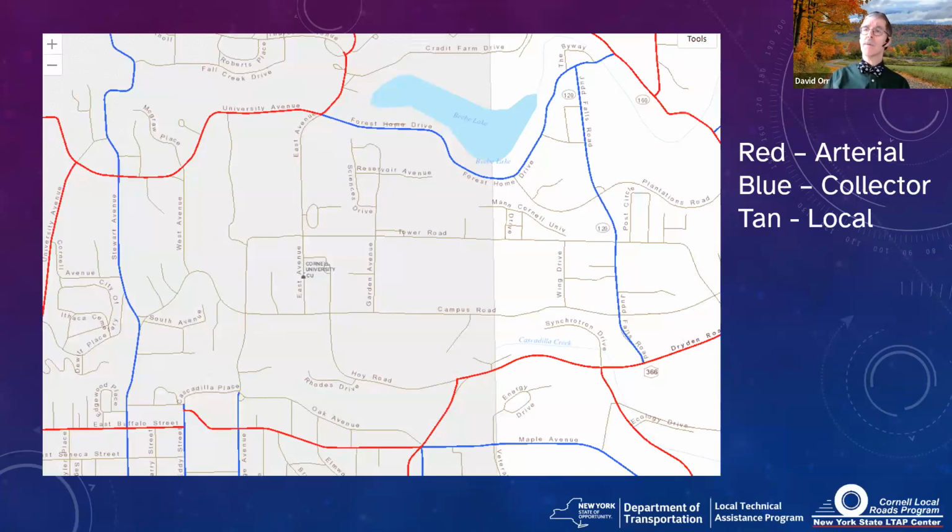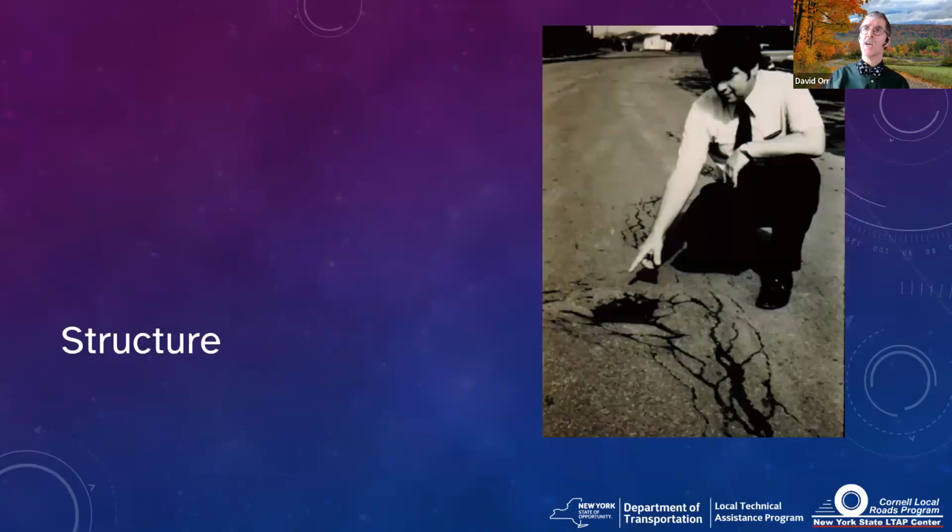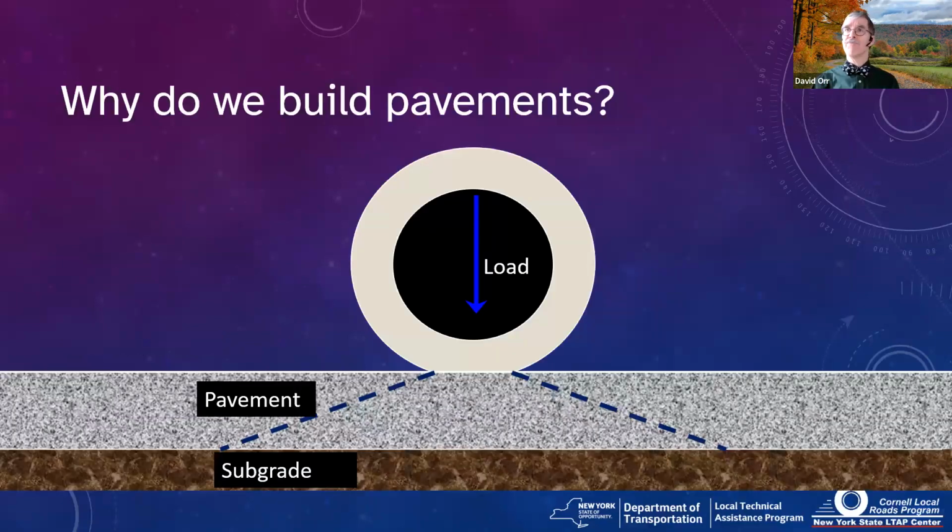Now, let's talk a little bit about structure, okay? Here's a picture of our old director, Lynn Irwin, pointing at a pothole, and some people will say, well, the pothole slows people down. I see a pothole as a structural problem because we build pavements for a reason, okay?